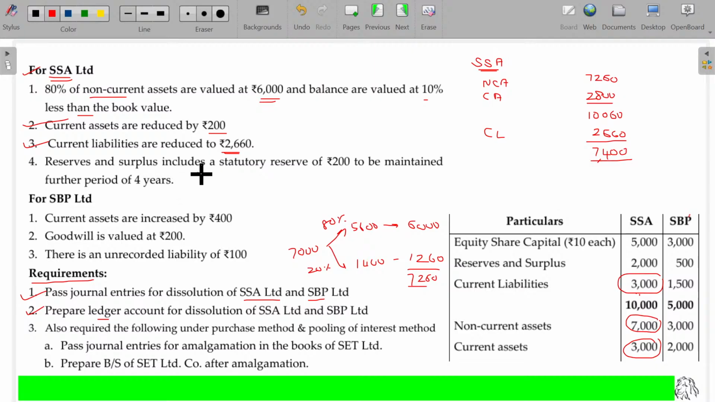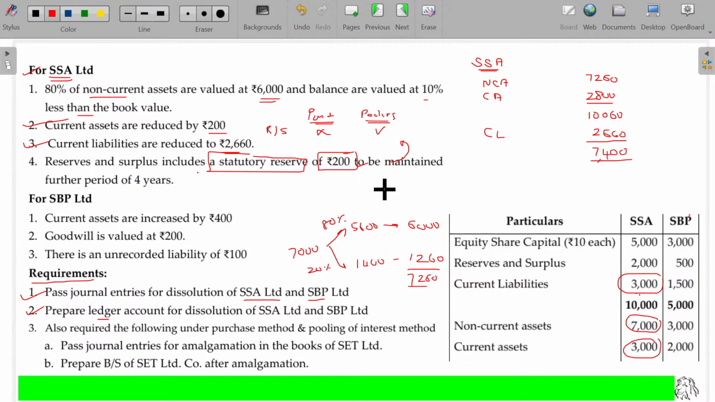Reserves and surplus includes a statutory reserve of 200 to be maintained for a further period of 4 years. Usually, we have two methods, purchase method and pooling of interest method. Under purchase method, the reserves and surplus are not maintained. In pooling of interest method, we maintain them. In case of statutory reserve under pooling of interest method, we need not worry. But in case of purchase method, we will not take care of the reserves and surplus.